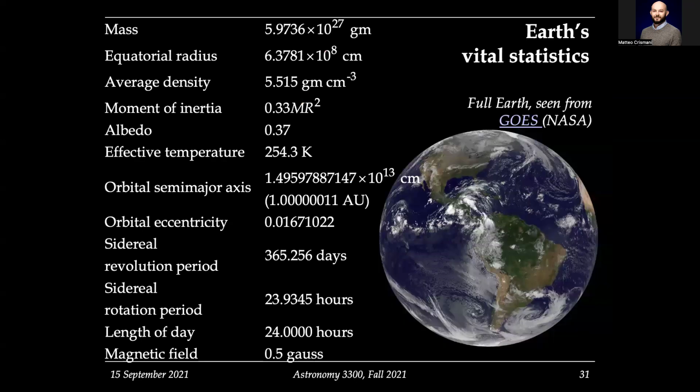All right, here's Earth. It's big. The mass of Earth is 1 Earth mass. The equatorial radius is 1 equatorial Earth radius. That's pretty good. Average density. What does that mean? Nathan, yeah. Okay. Moment of inertia.